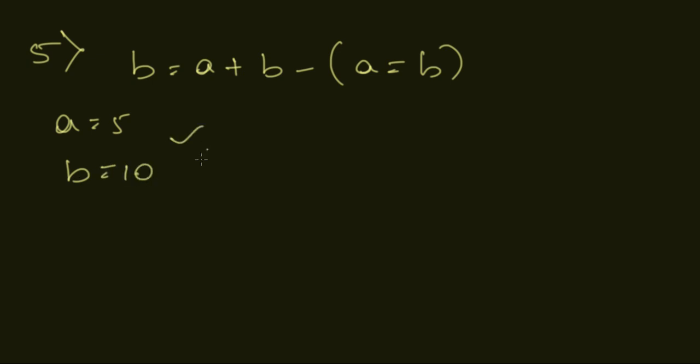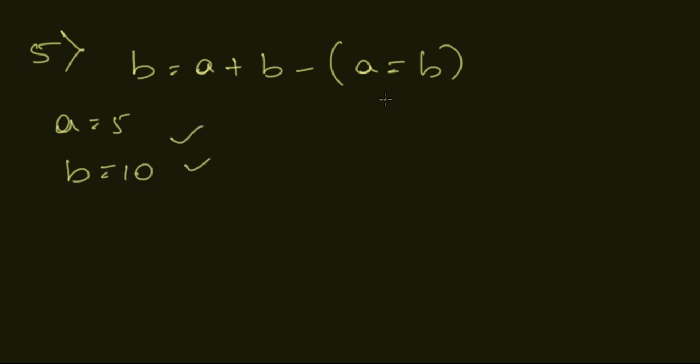Now I'll write the statement first. B = (A + B) - (A = B). I'll show you the execution of this expression now. First, I'll assign the values of A and B. Let me take A as 5 and B as 10.